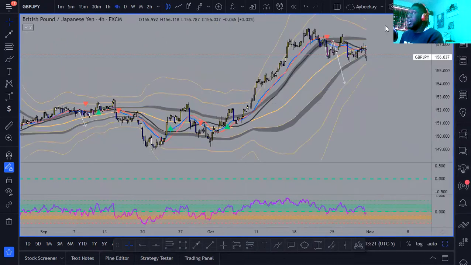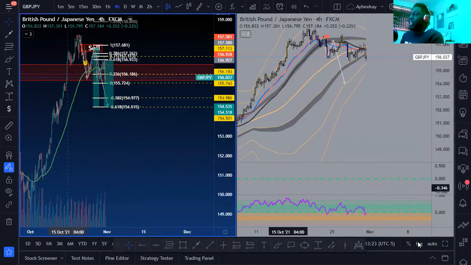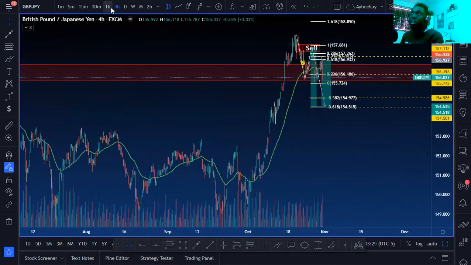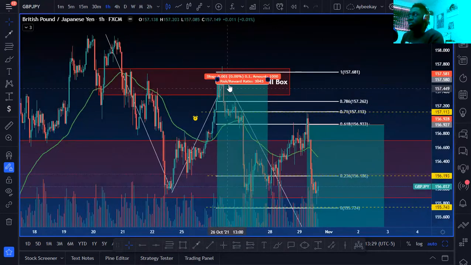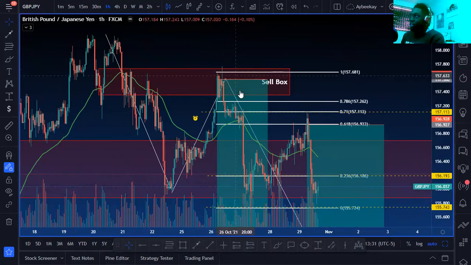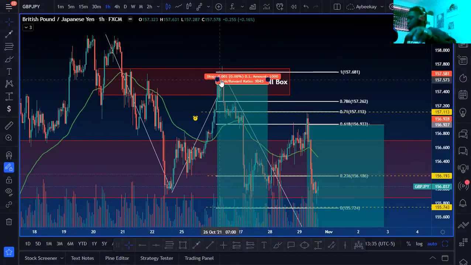GBP JPY. Cool, man. This was another play that I had called on the live analysis. I'm like, yo, if price comes up to this sell box, try to get into that sell right then and there. If I'm not mistaken, let me make sure, did I call it on the live analysis for free, or did I do that for next wave students? Let me see.